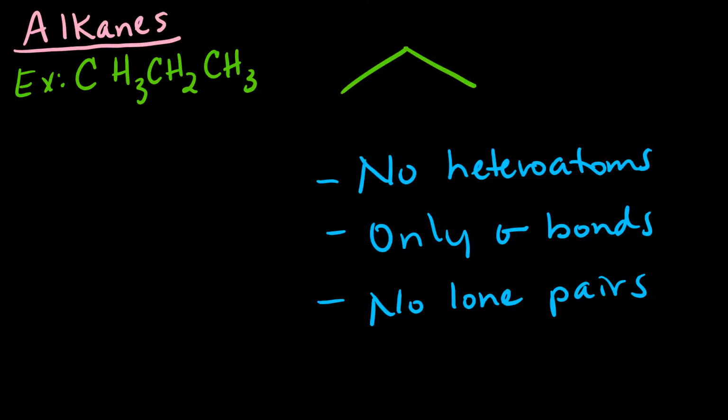The first group of molecules that we're going to look at are what are called the hydrocarbons. The simplest kind of hydrocarbon are the alkanes. So for example, I have one here, just propane, CH3, CH2, CH3. I have the skeletal structure on this side. And these are just composed of carbon and hydrogen. There are no heteroatoms, only sigma bonds, no lone pairs.